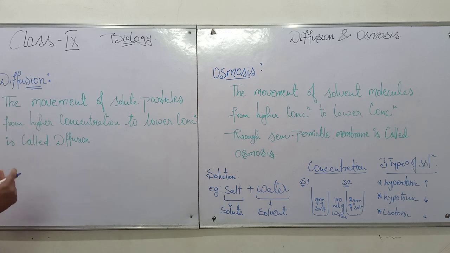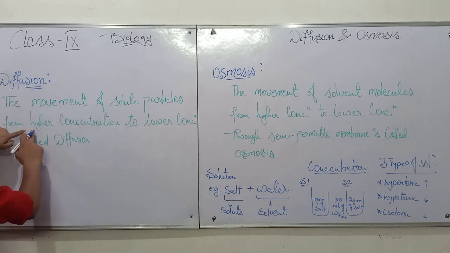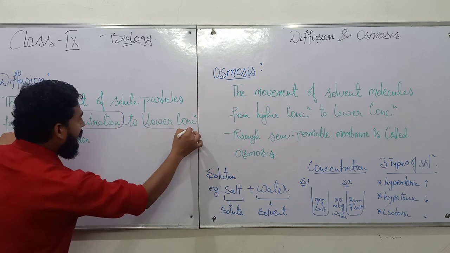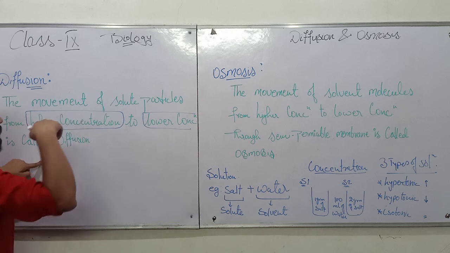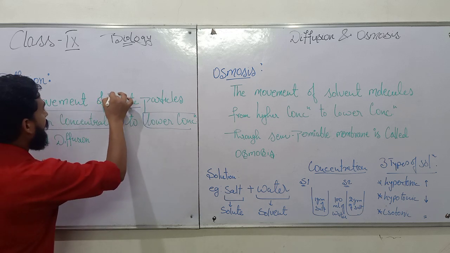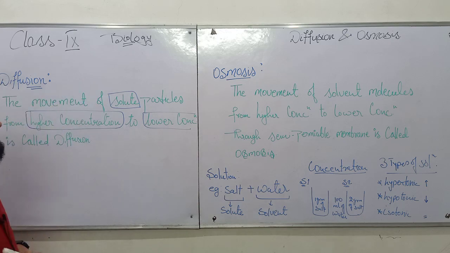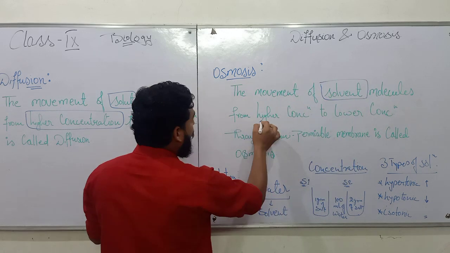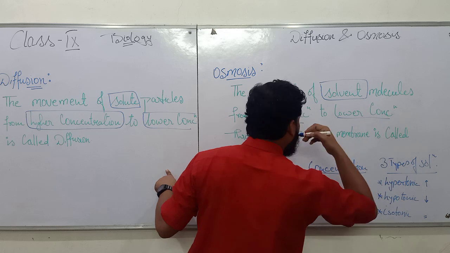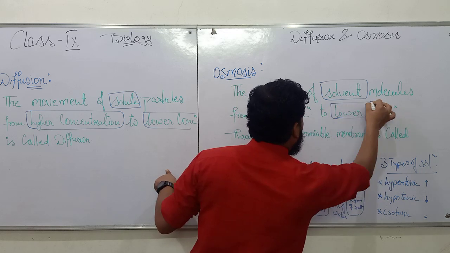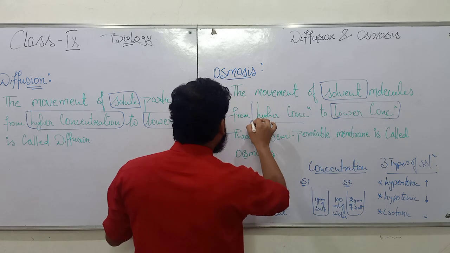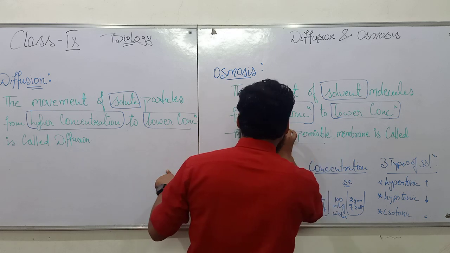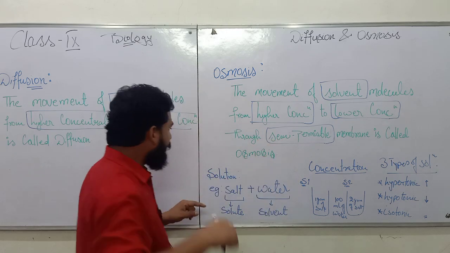Let us see the definition. Movement of solute particles from higher concentration to lower concentration is called diffusion. And if we see the movement of solvent molecules from higher concentration to lower concentration through a semi-permeable membrane, it is called osmosis.